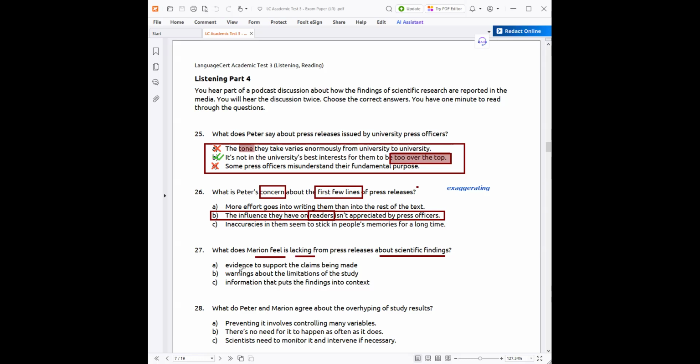Options are that these press releases lack evidence to support the claims being made. So whatsoever claim we are making in these scientific findings, we are not giving enough evidence for that, right? Second is warnings about the limitations of the study, that these press releases don't give us enough warnings about what is a limitation of the study, what this study cannot do, right?